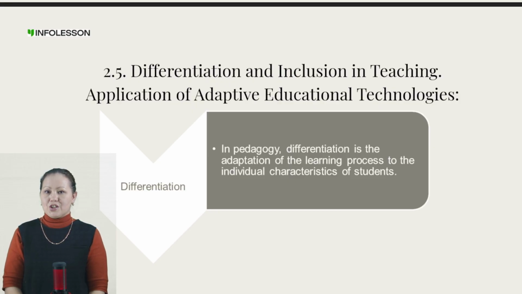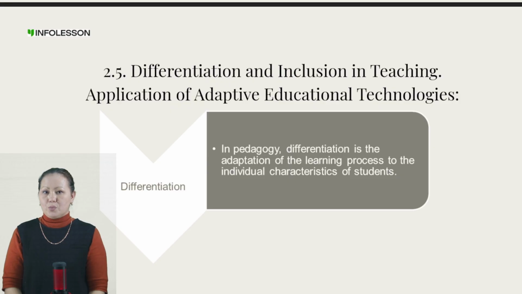Main types of differentiation: content differentiation, adjusting the amount and complexity of material. Example: in an English lesson on my family, advanced students write a short essay, while struggling learners describe family members using pictures. Process differentiation, varying the method or format of learning.